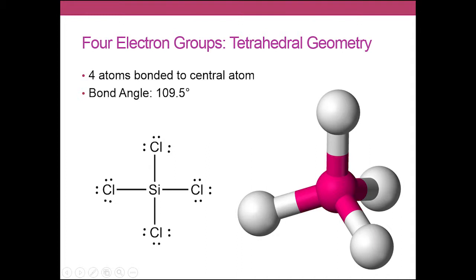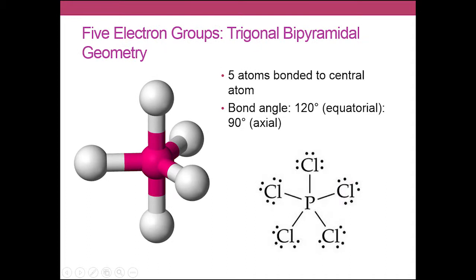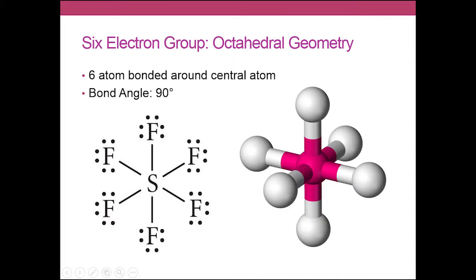Next, we have 4 electron groups, and this creates a tetrahedral geometry. And in a tetrahedral geometry, we have 4 atoms bonded to a central atom, and the bond angle is 109.5 degrees. Next, we have 5 electron groups, and this will form a trigonal bipyramidal geometry. In this geometry, 5 atoms are bonded to a central atom, and the bond angles will be 120 degrees along the equator and 180 degrees on the other 2. The final electron geometry is the 6-electron group, which will form an octahedral geometry. In an octahedral geometry, 6 atoms will bond around one central atom, and they all will form a 90-degree bond angle.